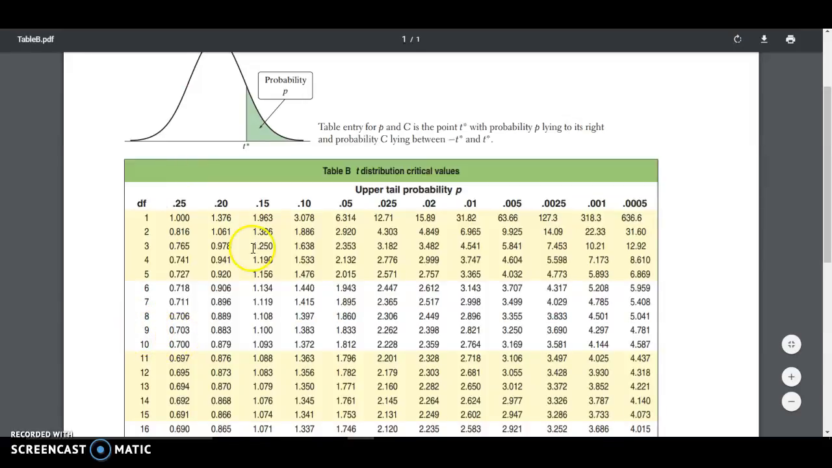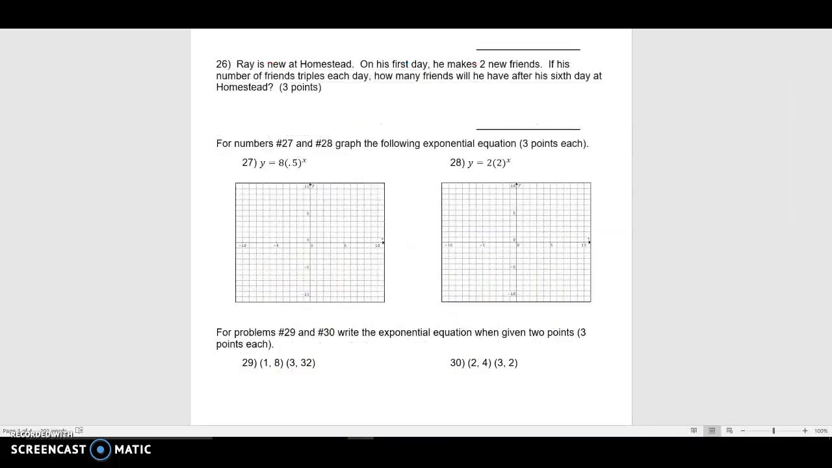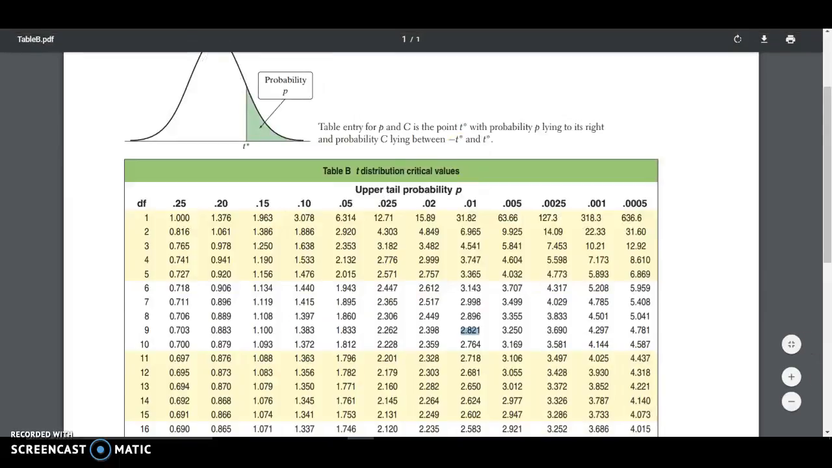And I'm going to just kind of go through and look for my tail. My tail, we said, was at 1%. So our T star value would be this right here, 2.821.